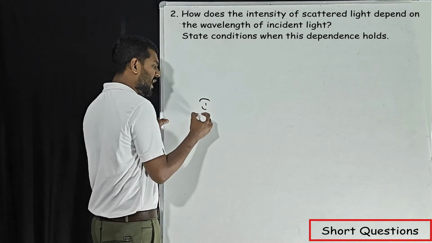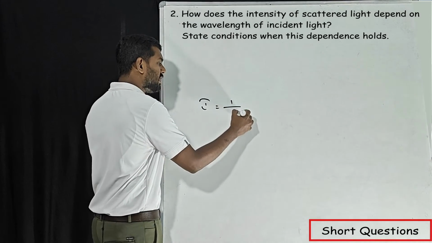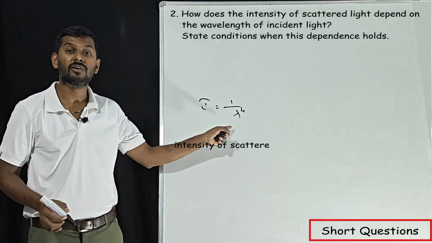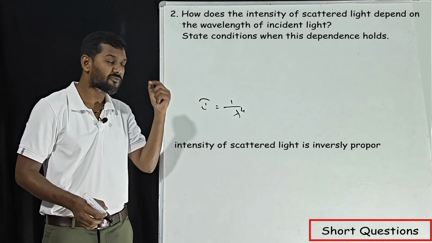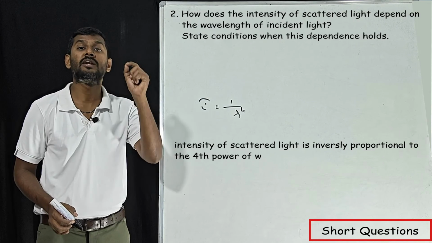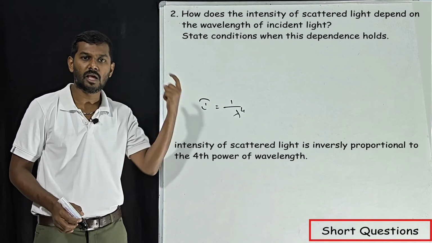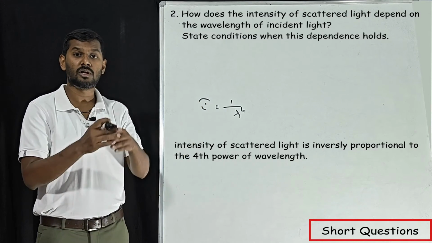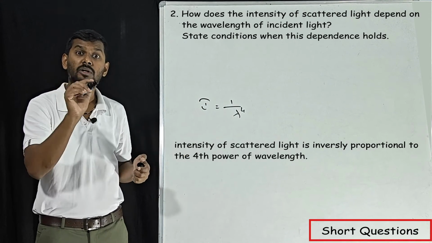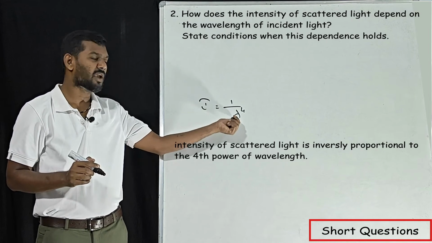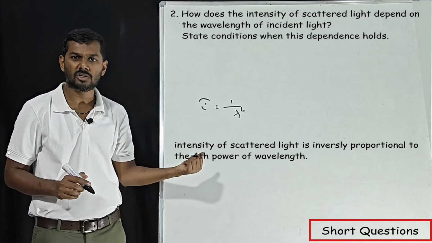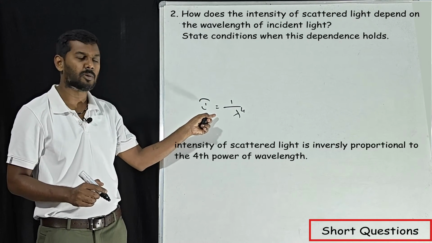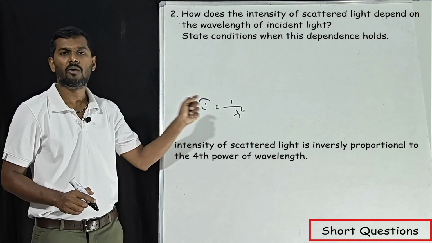See, intensity of scattered light is inversely proportional to the fourth power of wavelength. This is the wavelength of incident light, and every different color will have different wavelength. Keep that in mind. We know that red has maximum wavelength, violet has minimum wavelength. We are not talking about the complete light, we are talking about a particular color light. So that wavelength we have to substitute. No numerical will be based on this one. This relation you should know. Intensity of scattered light is inversely proportional to the fourth power of wavelength.